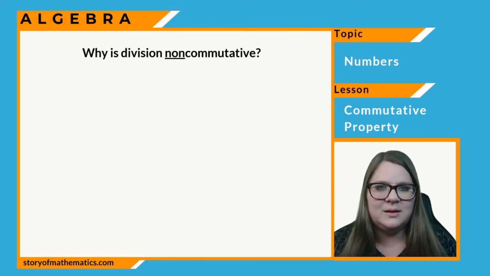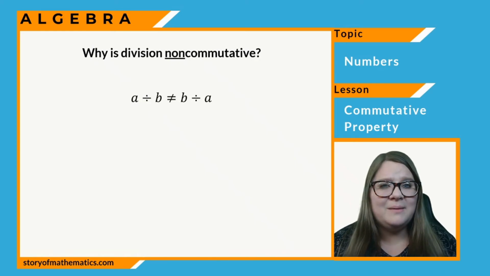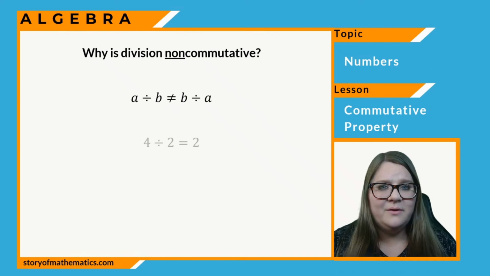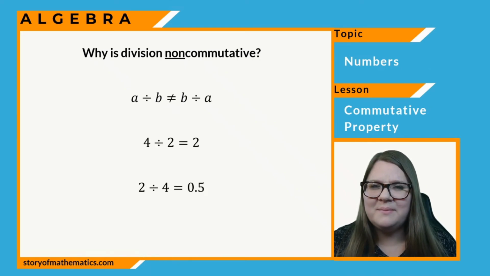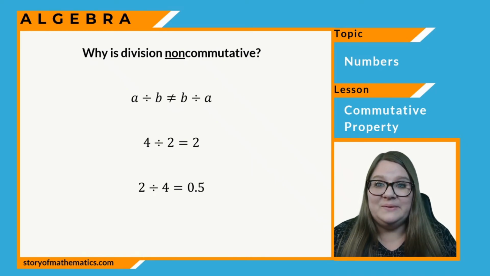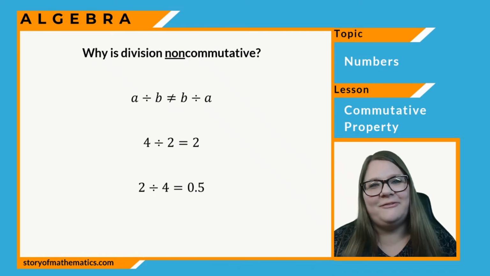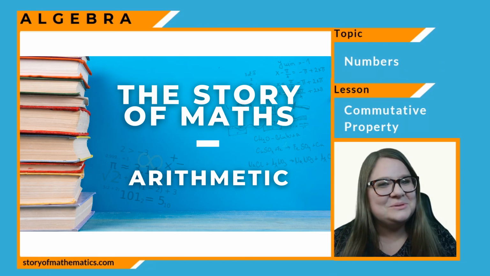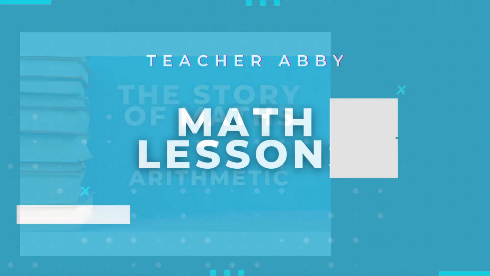Why is that non-commutative? Well, A divided by B is not going to be the same thing as B divided by A. Example, 4 divided by 2 is 2. What about 2 divided by 4? Well, that's 0.5 or 1/2, which is exactly not the same thing as 2, right? So that is actually the reciprocal of 2. So that means that division is confirmed to be non-commutative. And that's your introduction to the commutative property.